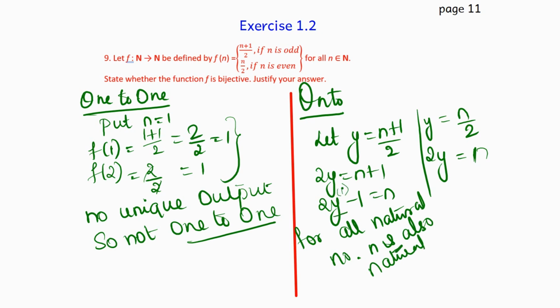Substitute y equal to 1. So 2 into 1 minus 1 is 1. On the other side, 2 into 1 will be 2. So n equal to 1 and n equal to 2. So every element in the codomain will have a mapping in the domain. So it is an onto function.